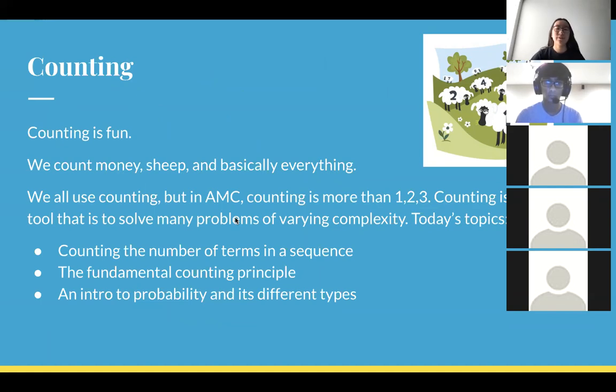I'm sure you all know how to count. Maybe you count sheep when you're going to sleep, but in AMC, counting is a bit more complex than just going 1, 2, 3. It's a tool that we're going to use to solve many different problems. Today we're going to learn how to count the number of terms in a sequence, the fundamental counting principle, and we're going to introduce you to probability along with different types of probability.